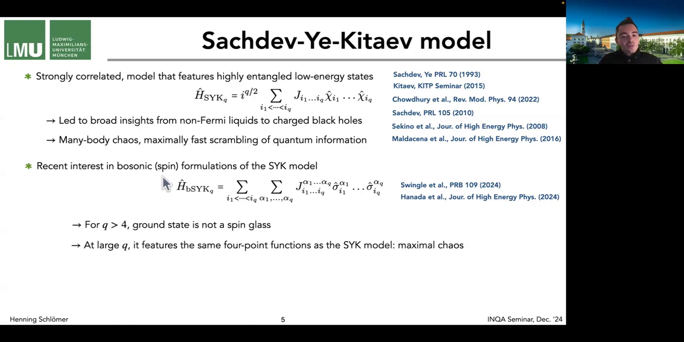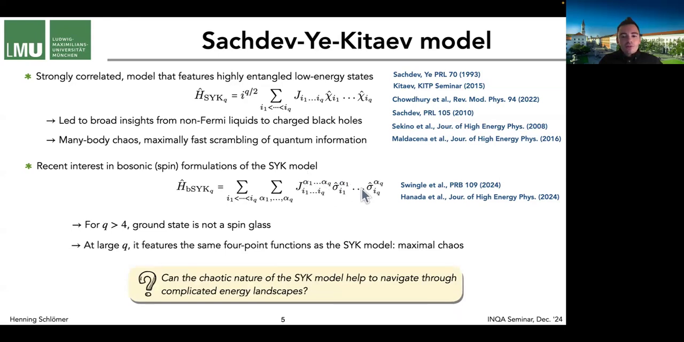Okay, and so it has been shown that at least in some limits, if you have a large Q, so many body interactions, that indeed the 4-point function of this bosonic SYK Hamiltonian will be equivalent to the one of the original SYK Hamiltonian. So then you recover really full quantum chaos. I would say for a smaller Q here, there's still work to be done and things to be figured out. But at least it's a promising direction for models that may be more realistic to be implemented on quantum hardware.